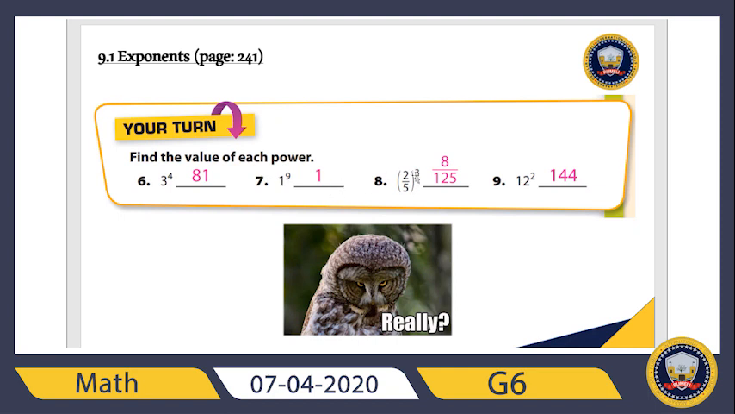Okay, 2 over 5 to the power of 3, it is 2 over 5 multiplied 3 times, so it is 2 over 5 multiplied by 2 over 5 multiplied by 2 over 5. So you multiply the numerators and you multiply the denominators. Numerators, it is 2 times 2 times 2, which is 8. And in the denominator, you have 5 times 5 times 5, which is 125. So 2 over 5 cubed is 8 over 125. Good. The last one is 12 squared. What is 12 squared? It is 12 multiplied by 12, which is 144. Okay, let's go to the next one.